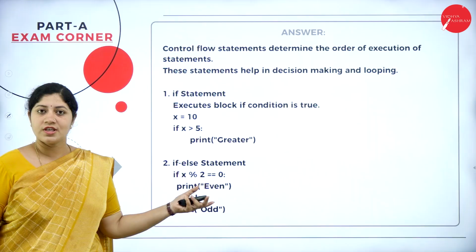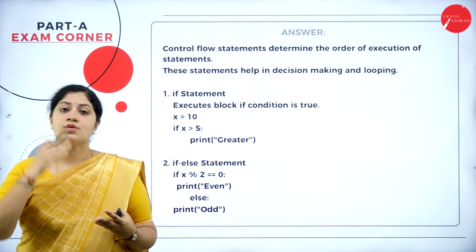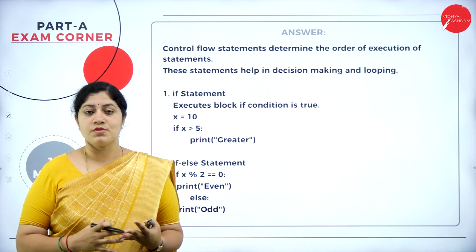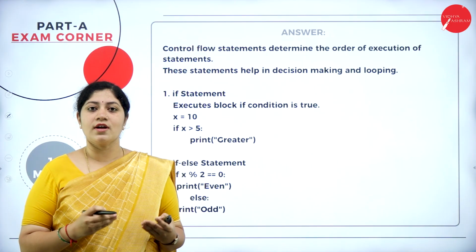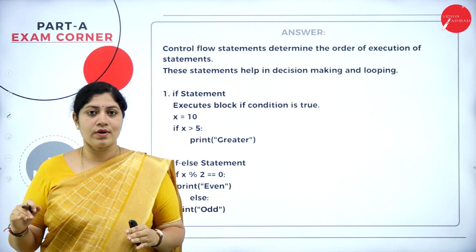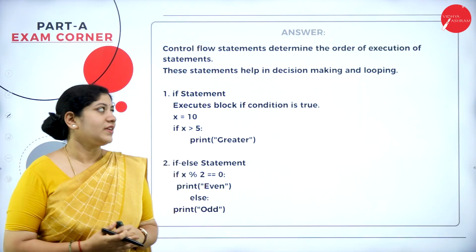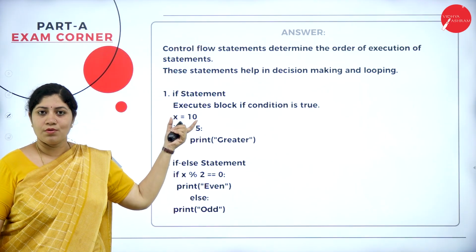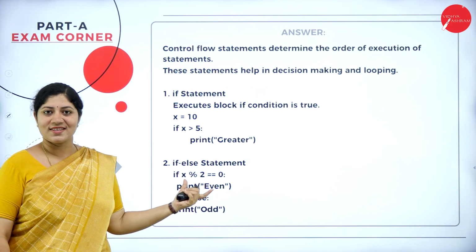The control flow statements exactly determine the order of execution of a program. So that's why we call it control flow. It will exactly control the flow of a program or algorithm. Great. In order to control the flow, we need a few cases, correct?